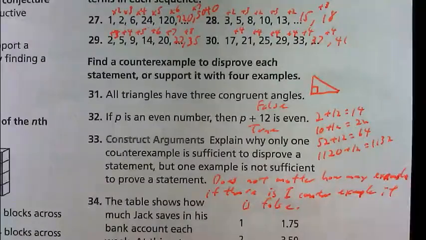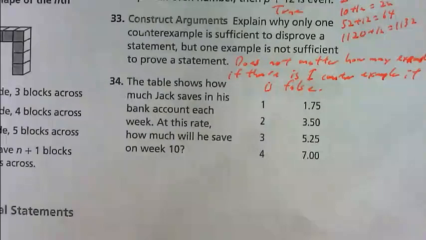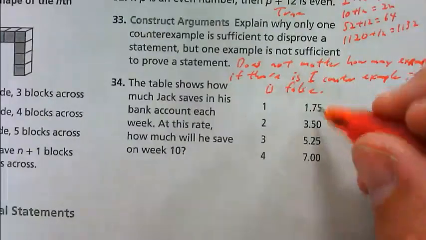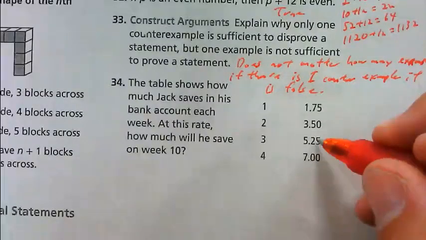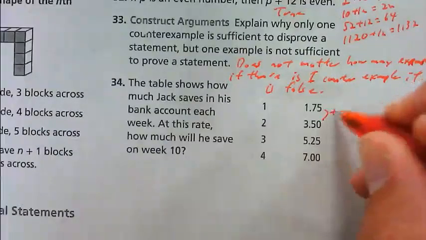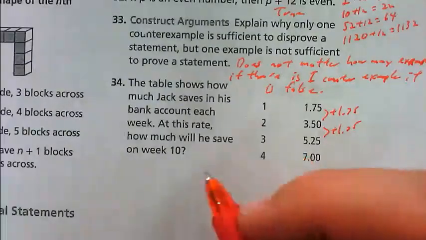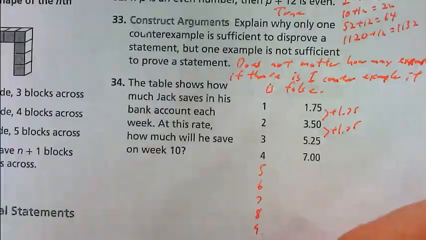All right. So now the table shows how much Jack saves in his bank account each week. So let me scoot this up so you can see a little bit better. At this rate, how much will he save on week 10? So looking at the numbers here, this goes up by, it looks like 175, and then it goes up by another 175, and then up by another 175. So every time we're doing plus 175. So if we keep this pattern going out to week 10, so 5, 6, 7, 8, 9, 10.